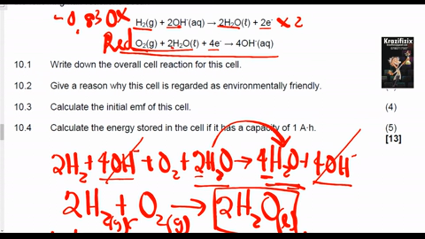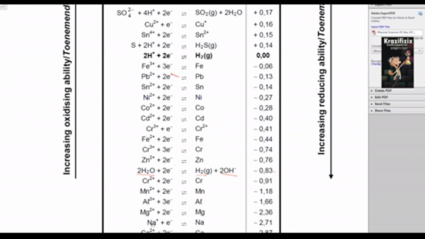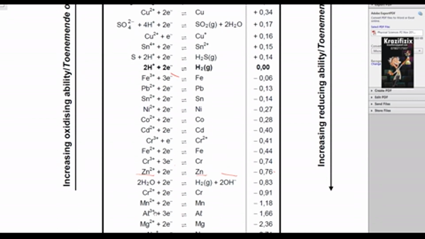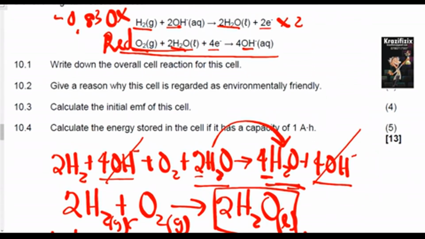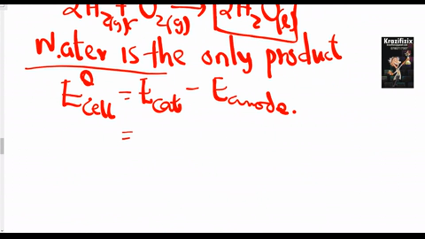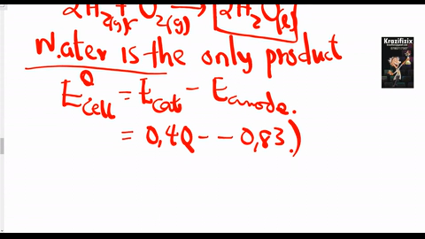And let's find the reduction. We need oxygen, we need water, and that. Let's go find our reduction quickly. Okay, here we go. I think it's what we're looking for. 0.4. So this is positive. Remember, the more positive one is the reduced one. So that confirms our answer. So here now we're going to have E cathode as 0.4, it's more positive, minus negative 0.83. And what would that answer be? 1.23 volts. All right, perfect.